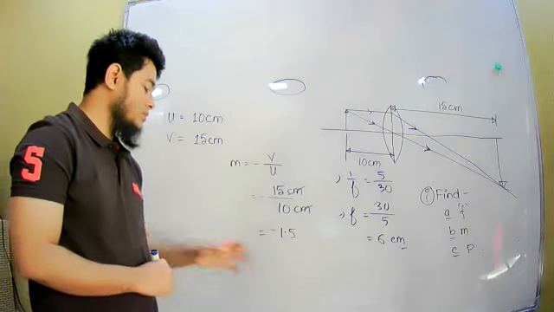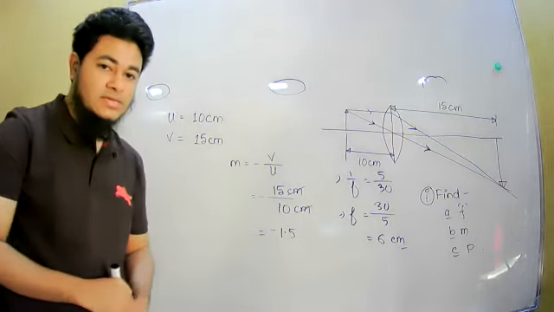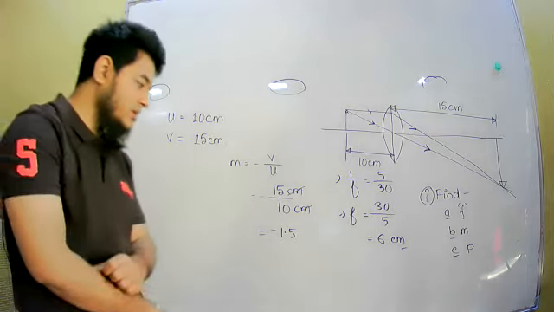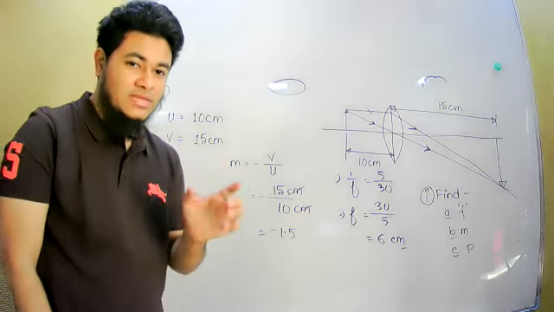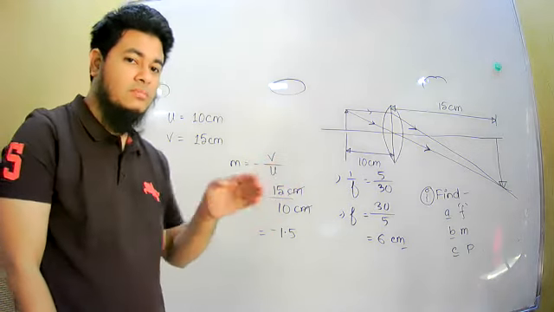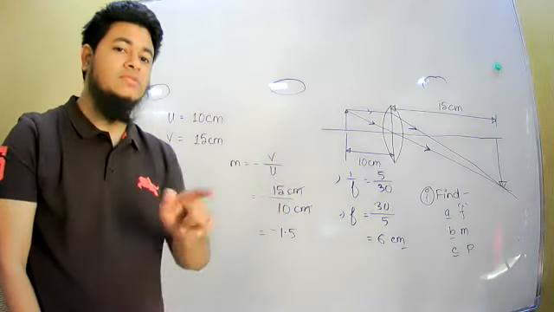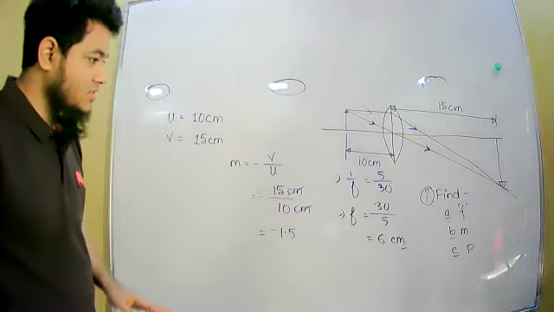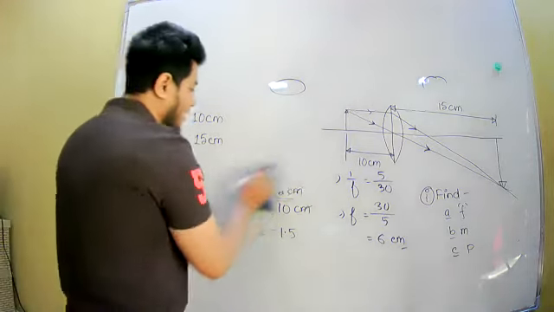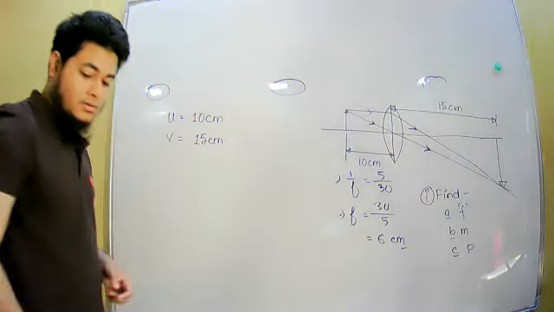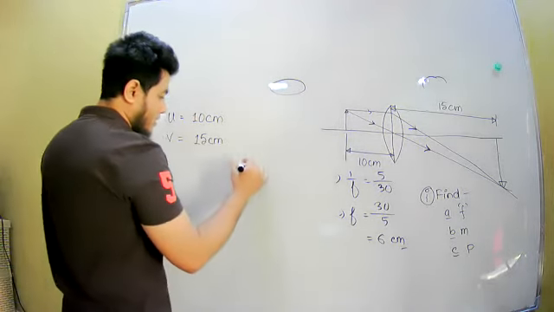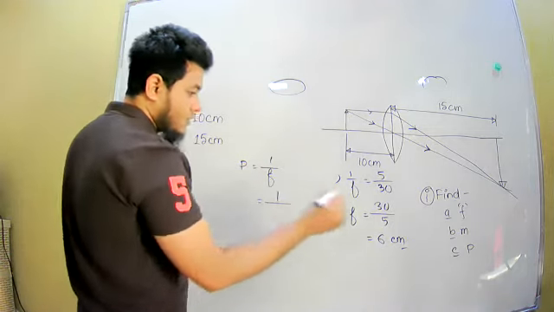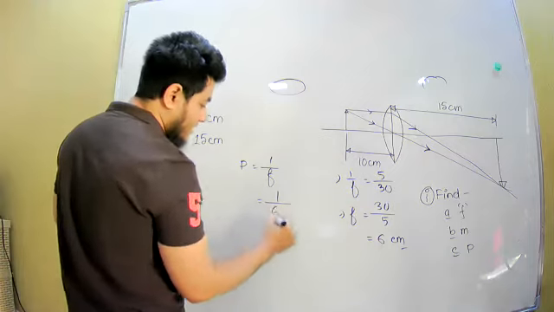Okay, so this minus indicates the image is real and inverted. If you remember, we already studied this, that when magnification is negative, the image is real and inverted. When magnification is positive, the image is virtual and erect. Okay, anyway, so this is the value of magnification, and now we are going to calculate the power. So power is the reciprocal of focal length. So 1 divided by focal length, we got 6 centimeter.